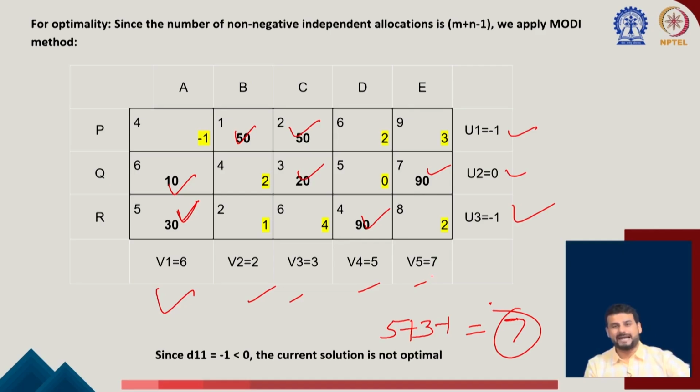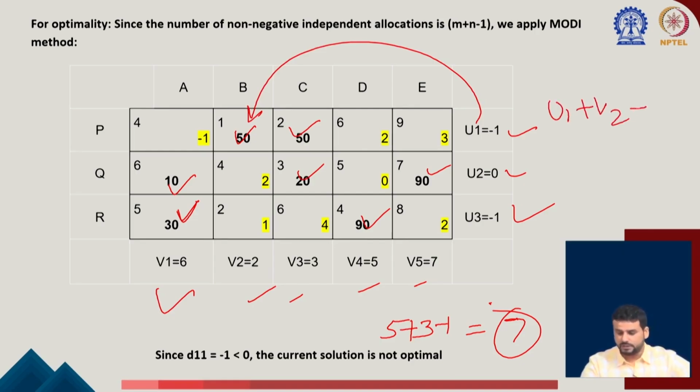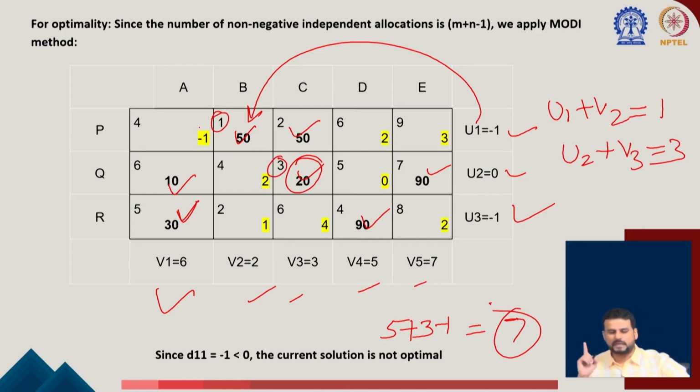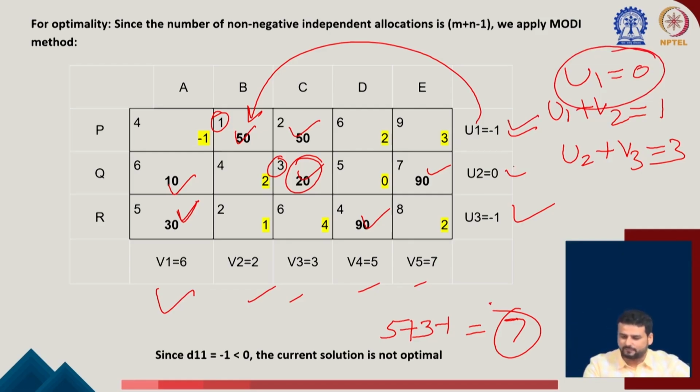And how can we calculate that? We have seen that for occupied cells. So for this cell, this is occupied, u1 plus v2 equal to 1. For this cell, u2 plus v3 equal to 3, whatever is the cost, right? Like I have already explained in the last example. So with this you will come up with all the equations. Here 7 equations you will come up, you keep any of the variables equal to 0 and then you can solve all other equations. While putting that, you can get u1 minus 1, u2 0, similarly you can find out all the vj components.